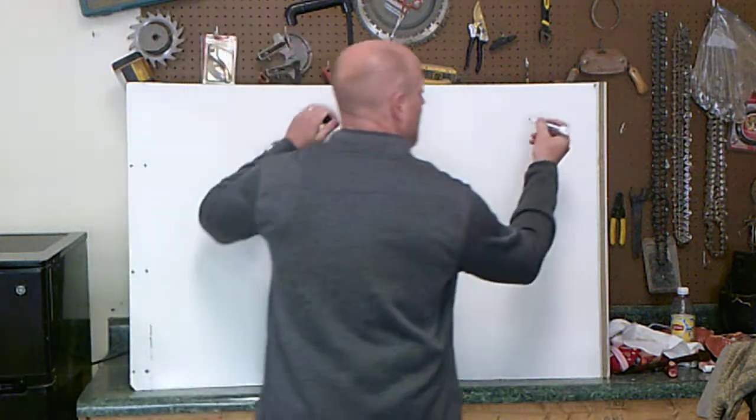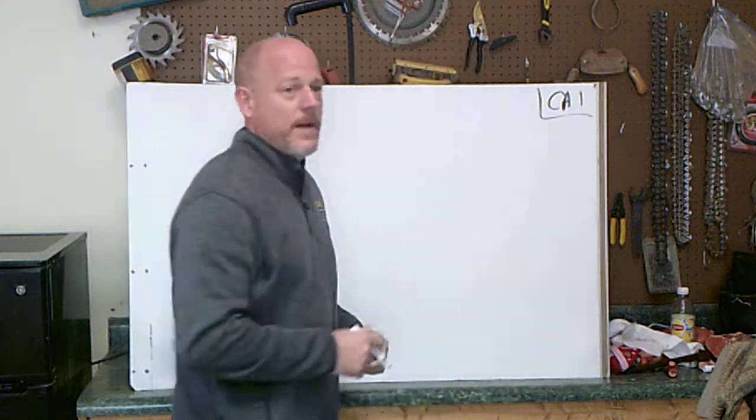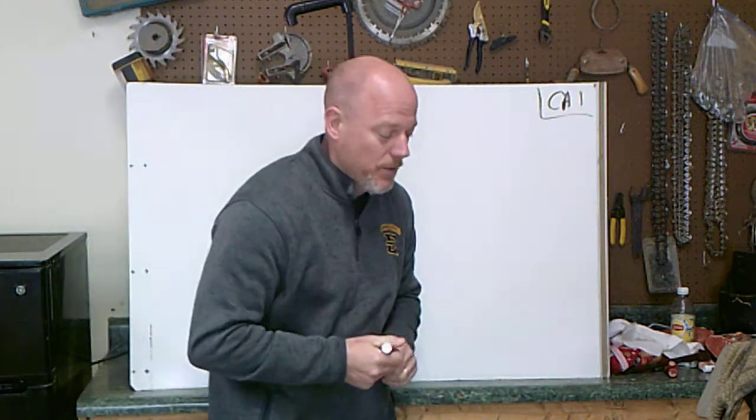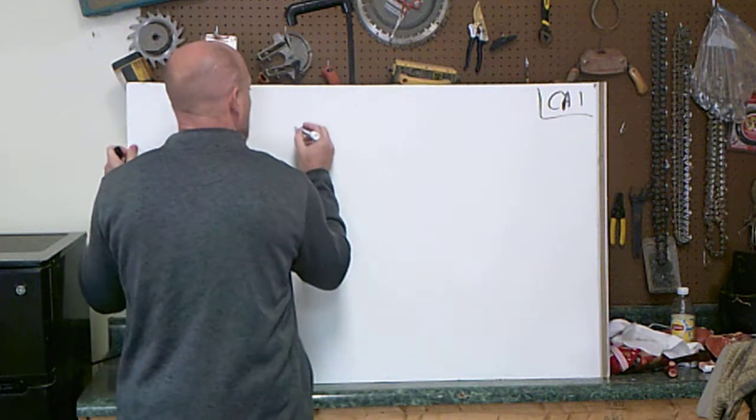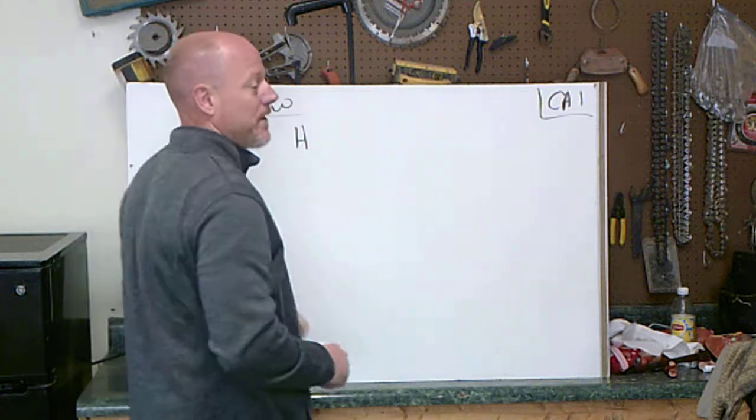Those who pay attention to these videos are going to get some help, because I'm going to try to make it easy for you. So we're going to start CA1, the first cardiovascular test. This is going to be basics on arteries and veins. Let's go with the first thing we're going to look at: basic flow through the cardiovascular system.